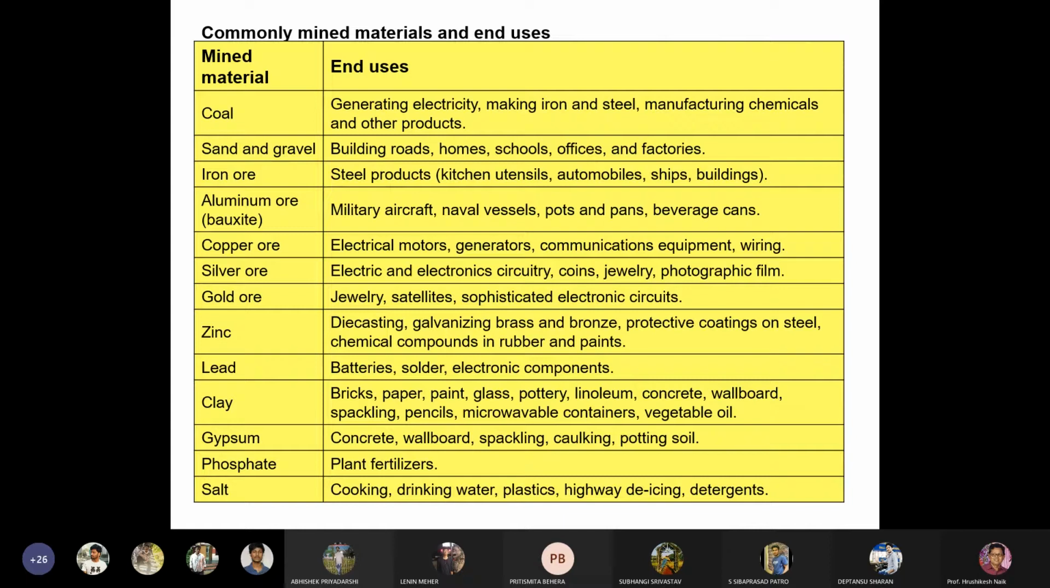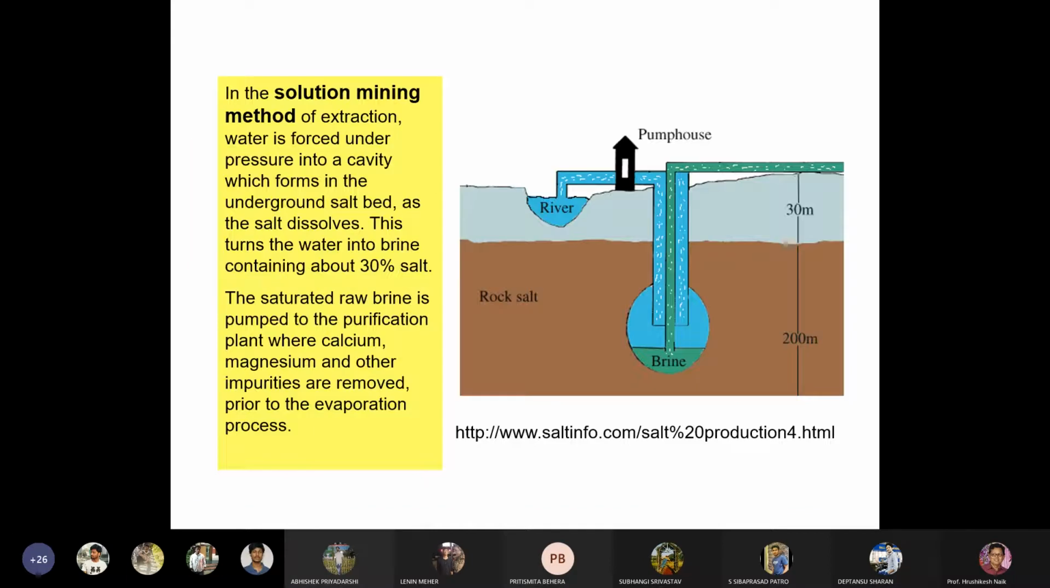So these are the different types of minerals mined and their end uses, given in this table. We have already discussed solution mining. What is solution mining? In the solution mining method of extraction, water is forced under pressure into a cavity which forms in the underground salt bed.